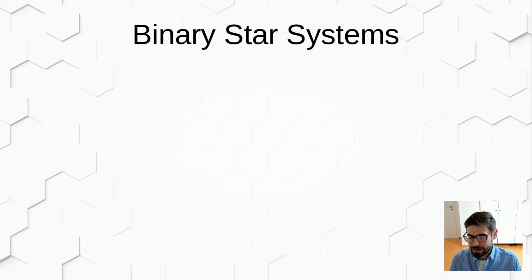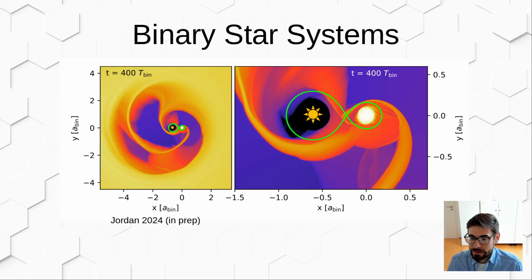And here I show you a density map of a circumbinary disk and a circumsecondary disk. Well, on the left we see a zoom out, so a big disk, and in the middle there's a hole cut by the two stars. And on the right you see a zoom in onto this.